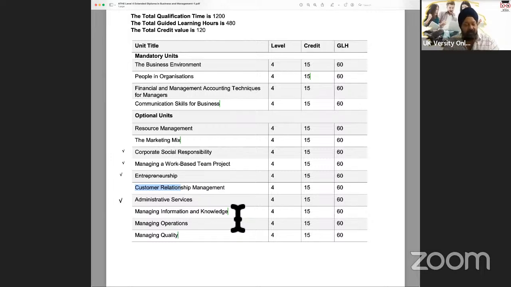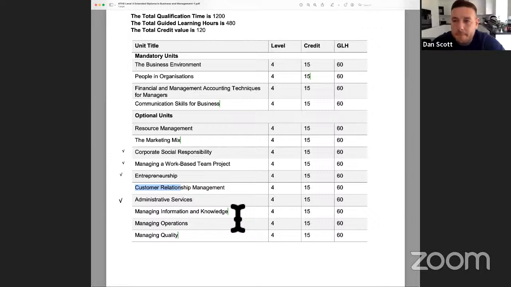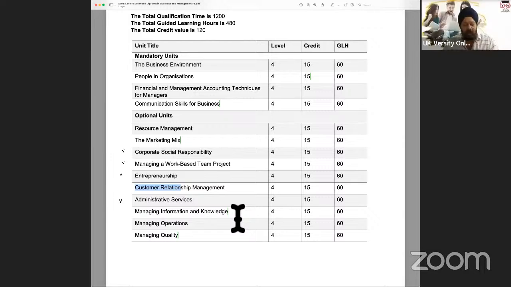So you'll have different delivery from different tutors, and they are specialists in those units because they've been teaching those units for 10 to 15 years at the college, FE college or a university, and they have the knowledge in detail for some of these units.